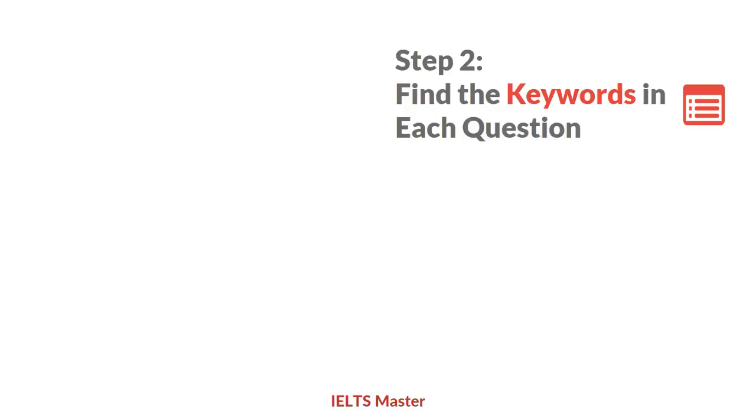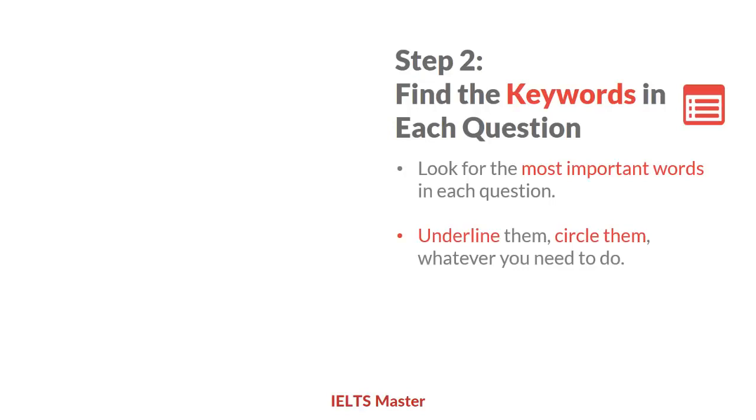Step 2, find the keywords in each question. This is the keyword method. Very, very important. This is probably one of the most important steps. You need to look for the most important words in each question. Underline them, circle them, do whatever you need to do so that you don't forget these keywords. The keywords are the words that you are going to listen for, or you're going to listen for something very similar or the opposite of them. We'll talk about that in a minute.